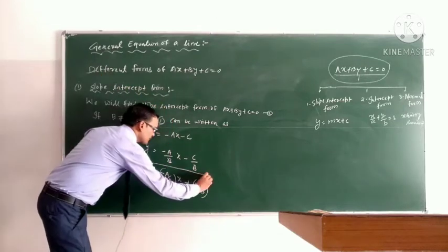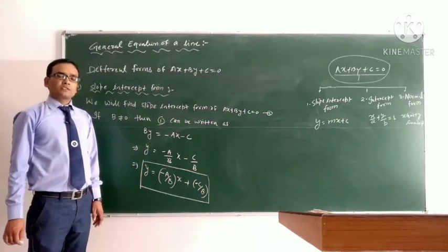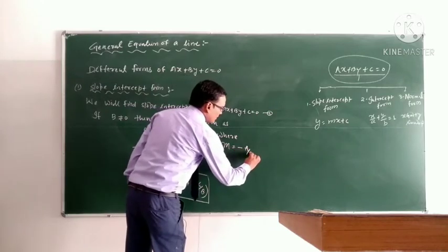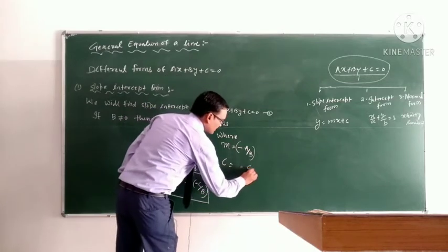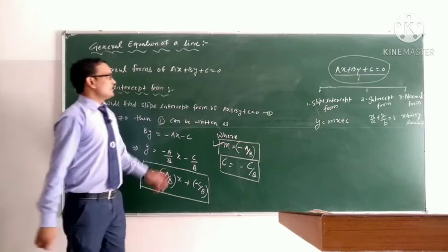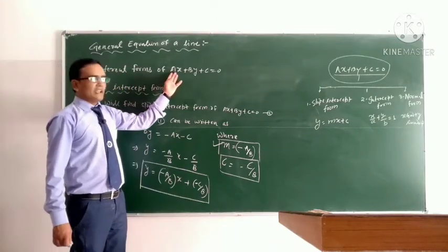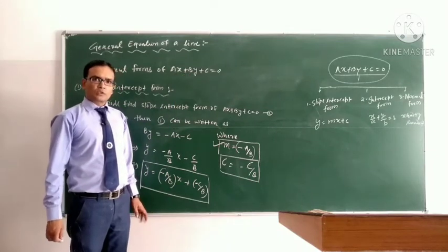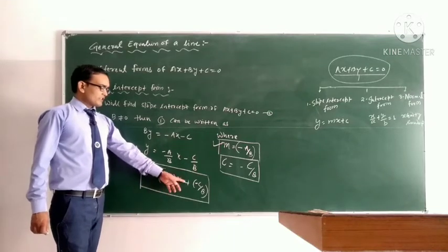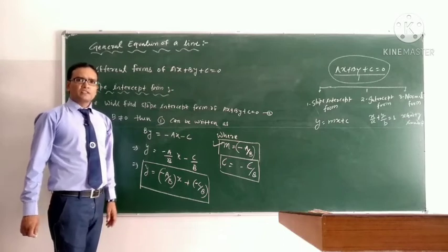Students, this is the slope intercept form of ax plus by plus c equal to 0, where m equal to minus a by b and c equal to minus c by b. m is the slope of the line ax plus by plus c equal to 0, and c is the y-intercept of the line ax plus by plus c equal to 0. y equal to minus a upon b x plus minus c upon b is the slope intercept form of ax plus by plus c equal to 0.